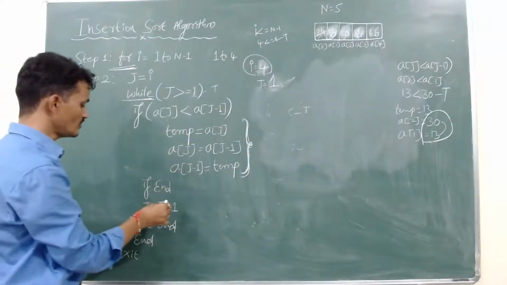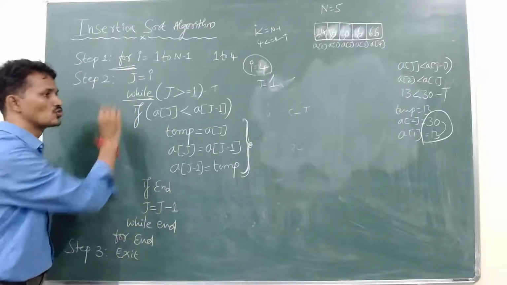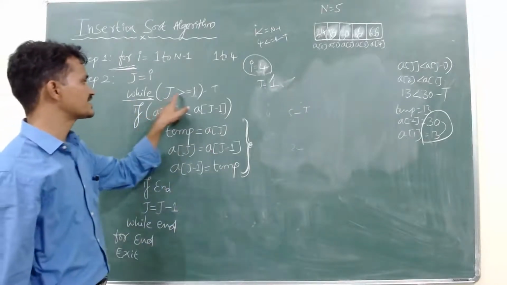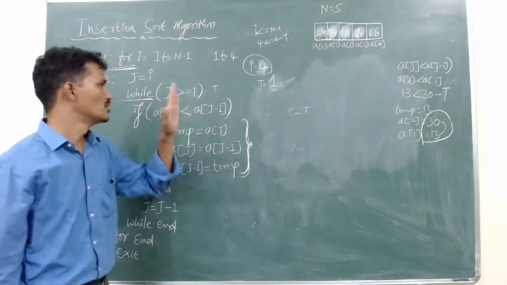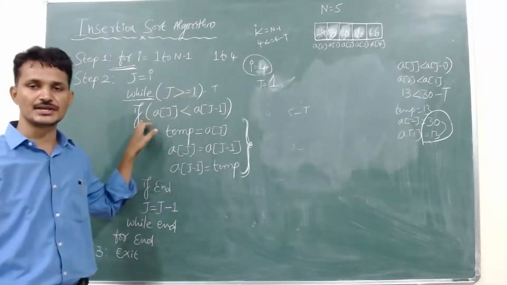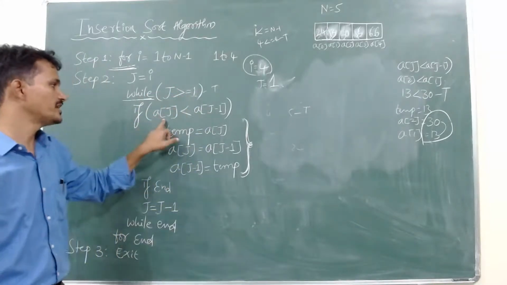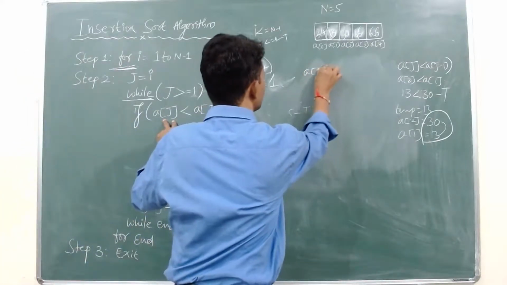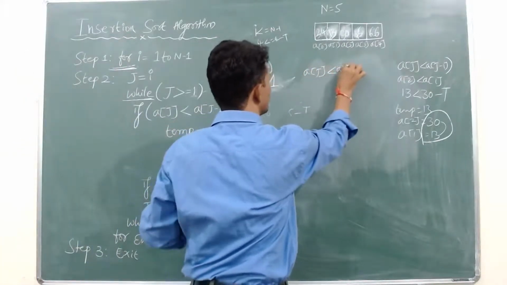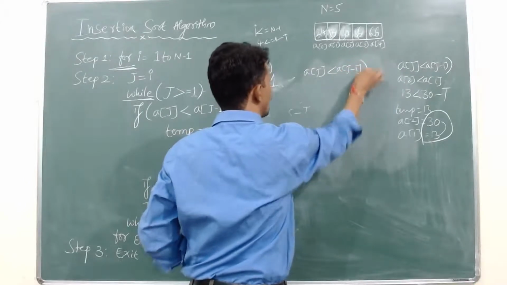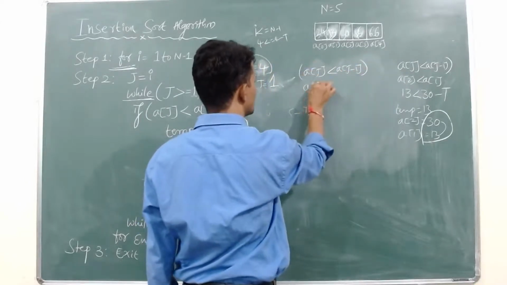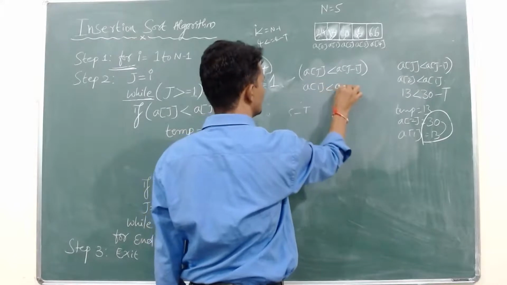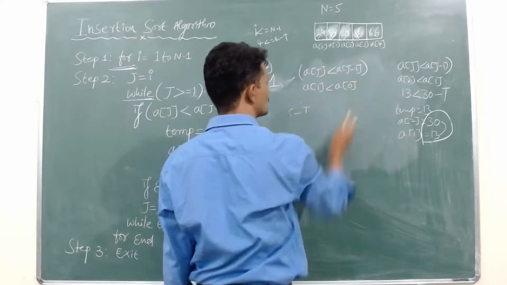Now, again it goes to while loop and checks the condition. 1 is greater than or equal to 1. Yes, it is true. When this while loop is true, we'll execute this if condition. If A of j is less than A of j minus 1. Let me write here, A of j is less than A of j minus 1. A of j means A of 1 is less than A of j minus 1. 1 minus 1 is 0.